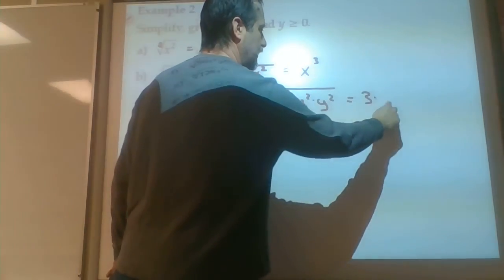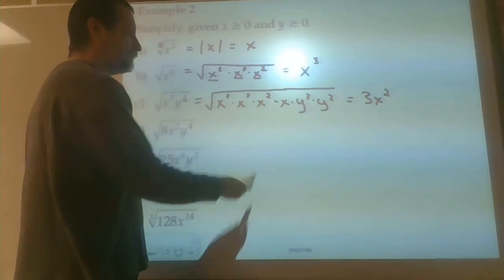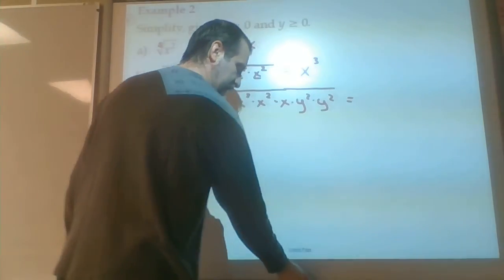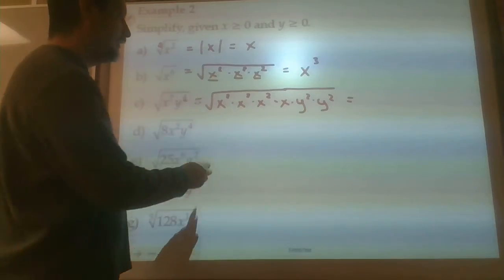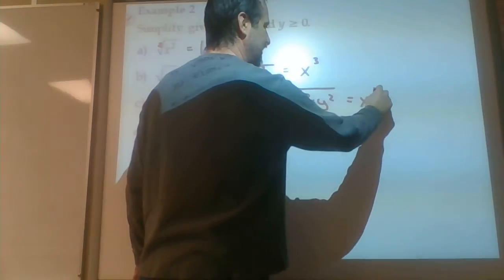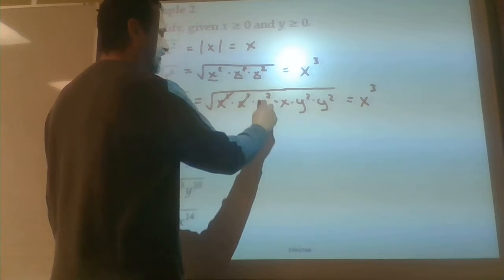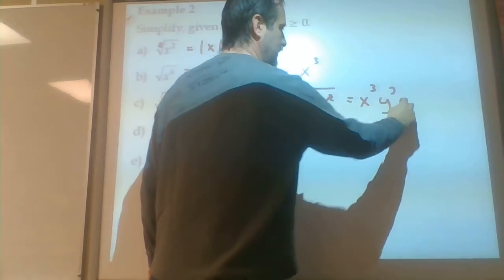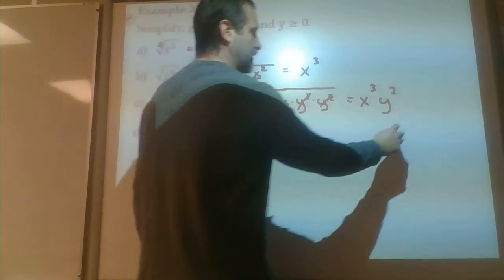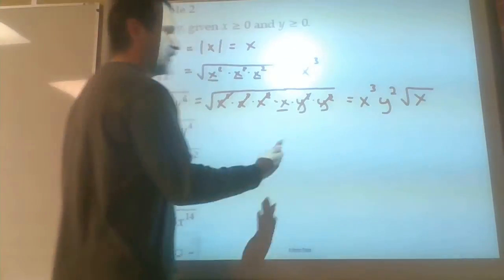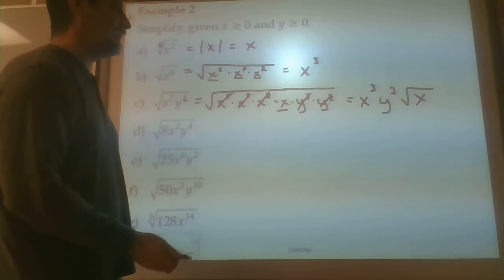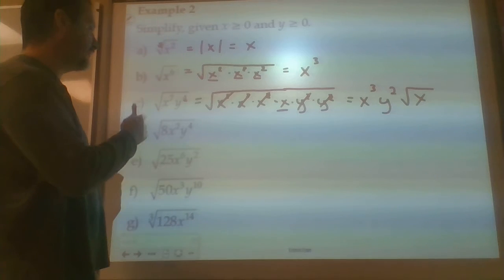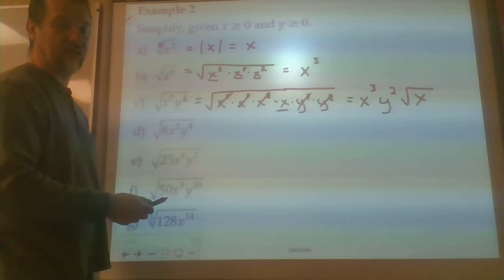So I got 1, 2, 3 x squareds there. I hope we can not catch that one. Can I erase that? Go back and edit it. 3. So that'd be x cubed. That's gone. That's gone. That's gone. I got the y squared and y squared, so I got 2 y's I can pull out of there. 1 x left, and I have to leave that one in because it's not a perfect square, so it's got to stay under the sign. So that's the simplified radical: x cubed y squared times the square root of x.